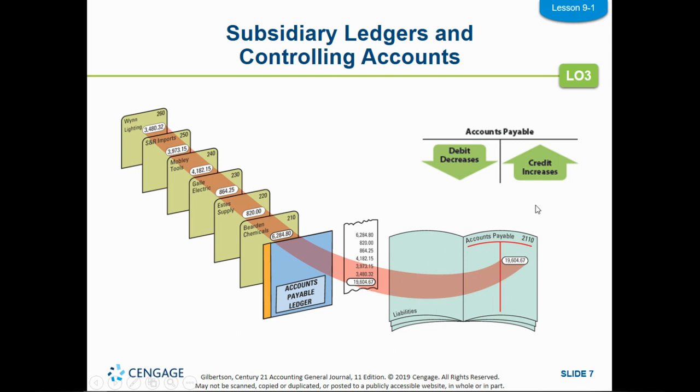Accounts payable is a liability. We know that liabilities lay on the right-hand side of the accounting equation because credit means right. So accounts payable increases with a credit and decreases with a debit, and the accounts payable ledger will follow that same rule.